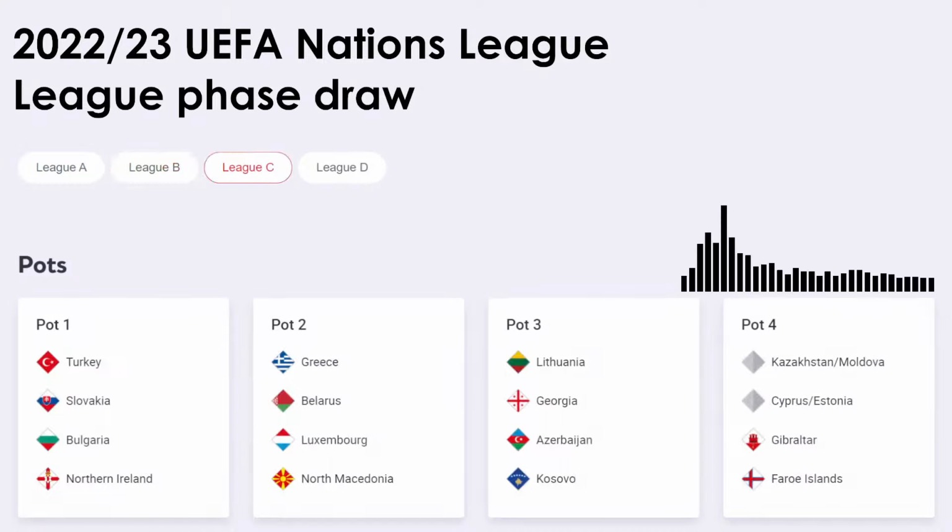So anyway, moving on to League C: Turkey, Slovakia, Bulgaria, Northern Ireland, and in Port 2, Greece, Belarus, Luxembourg, North Macedonia, and Port 3, Lithuania, Georgia, Azerbaijan, and Kosovo, and in Port 4, Kazakhstan or Moldova, and Cyprus or Estonia, and third position is Gibraltar and Faroe Islands.